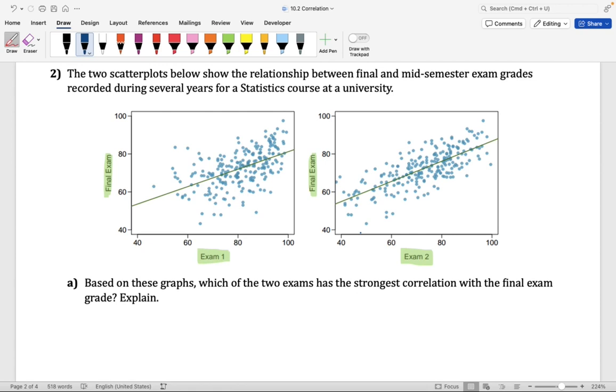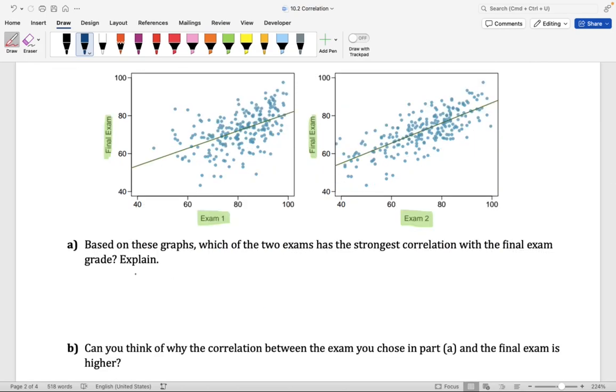Now, you're being asked to look at the graphs. Based on these graphs, which of the two exams has a stronger correlation with the final exam grade? In other words, which scatter plot has a stronger correlation? Is it the exam 1 versus the final exam scatter plot, or is it the exam 2 versus the final exam scatter plot? You're going to go ahead and answer this question on your own, and you also want to make sure to write an explanation to yourself. I won't ask you to enter your explanation, but I will make sure to provide an explanation below the question.